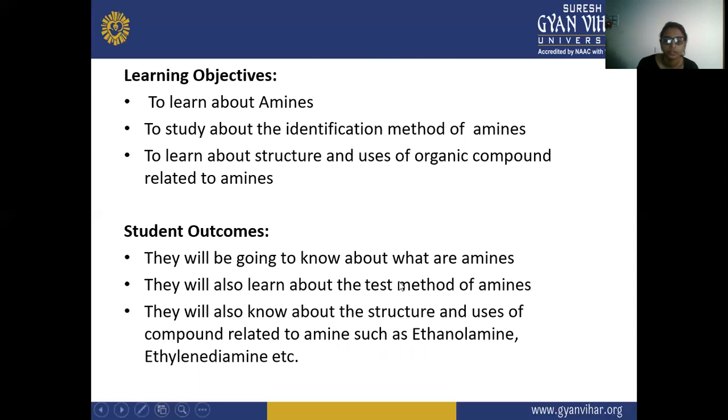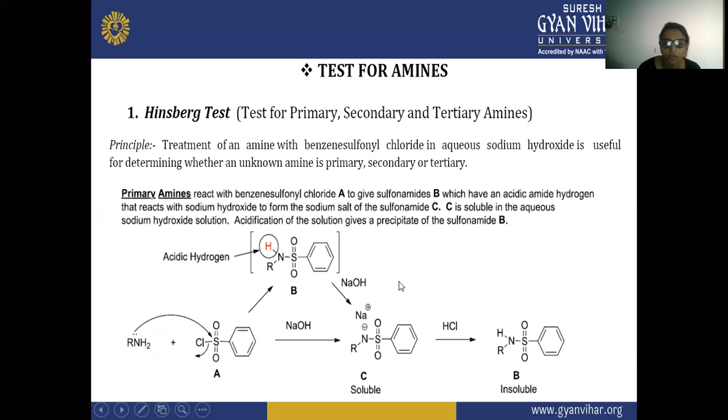Let's start the topic. The first test for amines is the Hinsberg test, which is used to distinguish primary, secondary, and tertiary amines. The principle of this test is that treatment of an amine with benzene sulfonyl chloride in aqueous sodium hydroxide is useful for determining whether an unknown amine is primary, secondary, or tertiary.